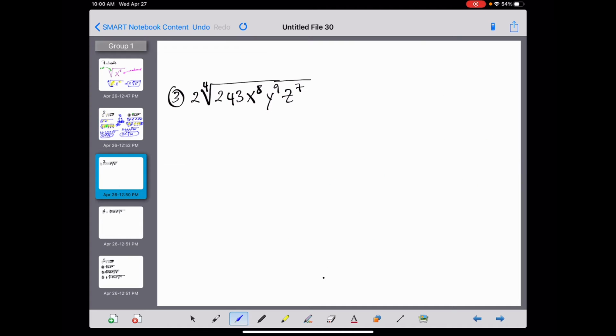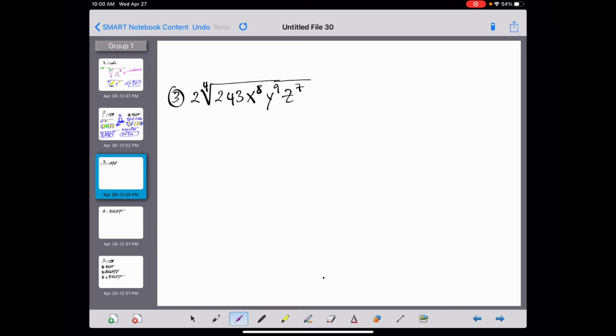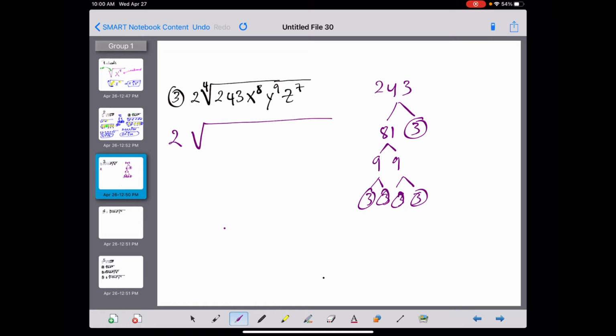Okay, in number 3, let's break down 243. It's going to be 81 times 3. This is 9 times 9, 3 times 3, 3 times 3. So 243 is 3 to the 5th power, okay? So we have 3 to the 5th power, x to the 8th, y to the 9th, z to the 7th.